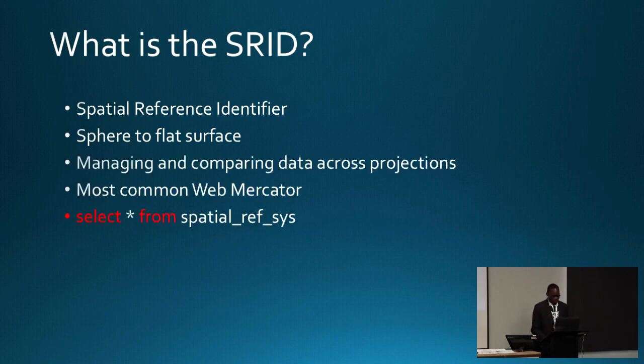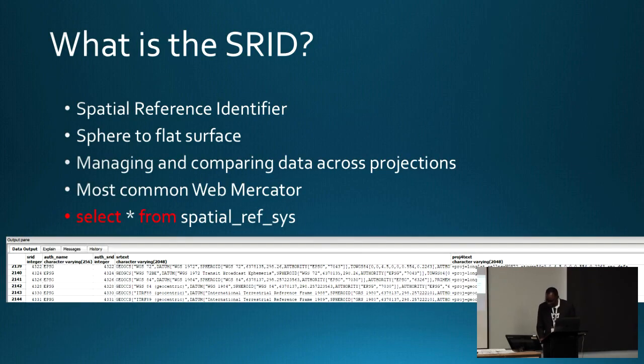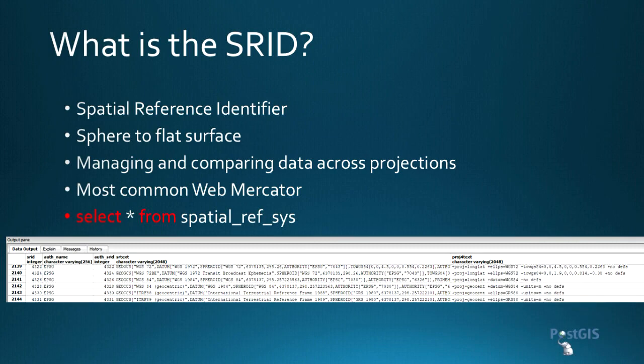I've touched on all that. So if you did a select statement, you'd actually be able to see that when you install the PostGIS extension, these are all the SRIDs. I just chopped some of them out. These are the SRIDs that are made available to you within the database.